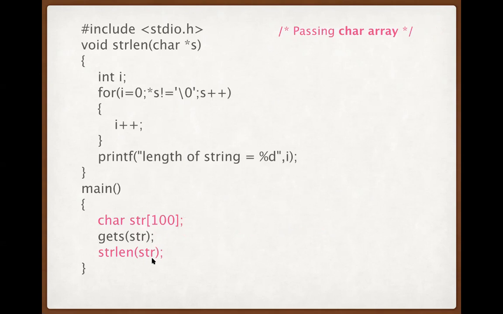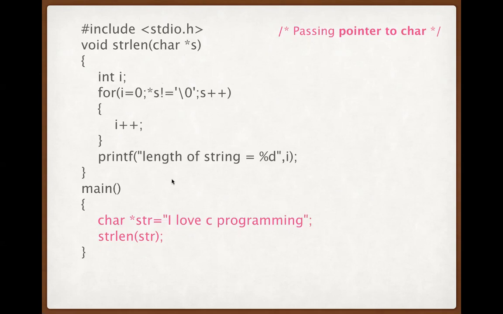Now you're passing that to strlen. So str is nothing but the array name, right? When you just say the array name, that means it's the base address, the address of the first element of the array. So s will be pointing to the base address, and again as usual this will continue. So this will help us to find the number of characters in a string.